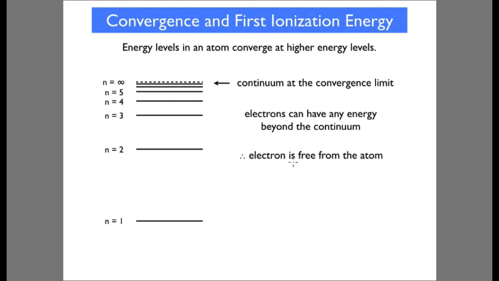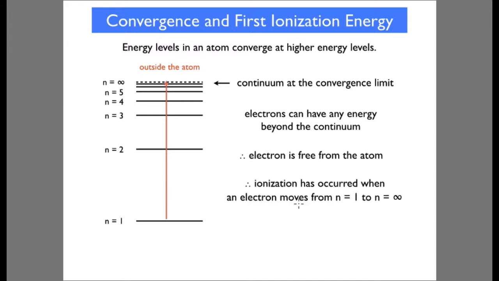Therefore, electrons are basically free from the atom once they get beyond here. They no longer have discrete energy levels. So, they have specific discrete energy levels within the atom, and then they are outside of the atom when this is no longer the case. Ionization has occurred when an electron moves from n equals 1 to n equals infinity.